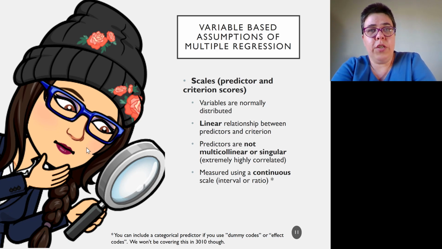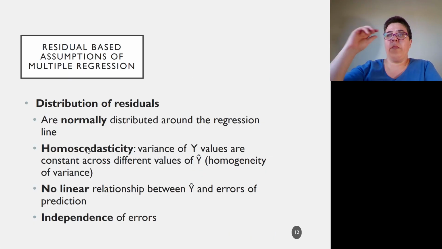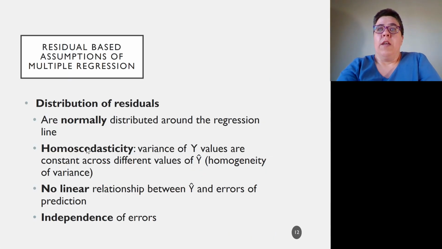Another assumption about the variables is that they're measured on a continuous scale, which is interval or ratio. And in fact, in regression, you can do non-continuous measures, especially if you use dummy codes or effect codes. We're not covering this in 3010, but you'll come back to it potentially in your honors year.